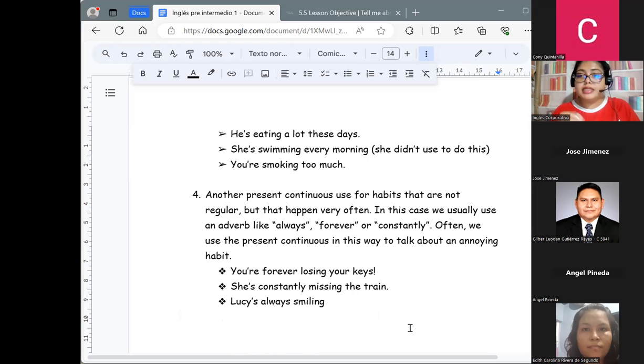And the last one that is used for the future is that we are going to use this structure for arrangements, something that is very sure that it's going to happen. And in this case, we already made a plan. And we are pretty sure that this event is going to happen.